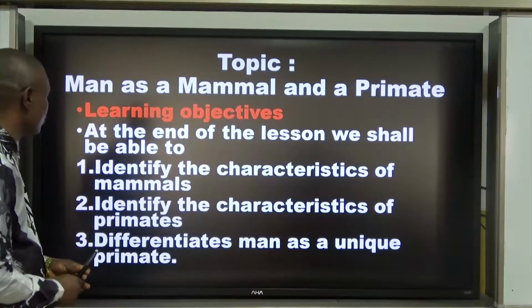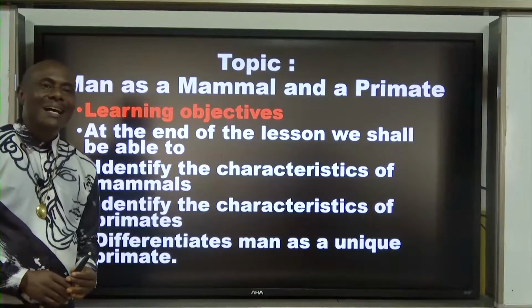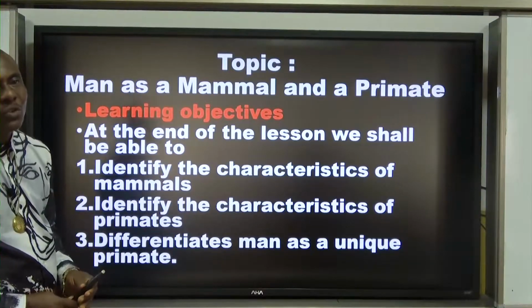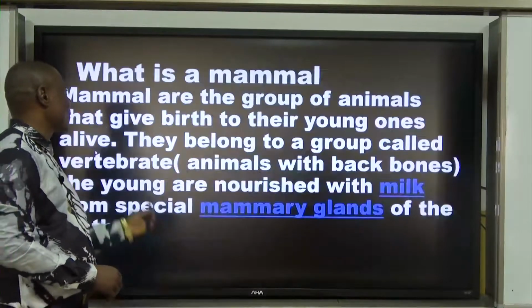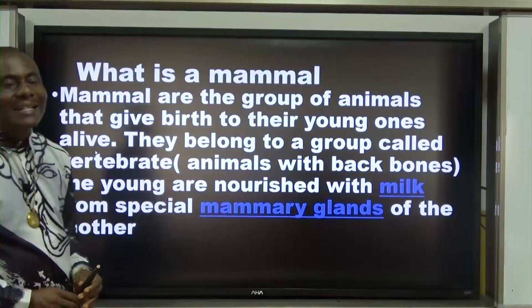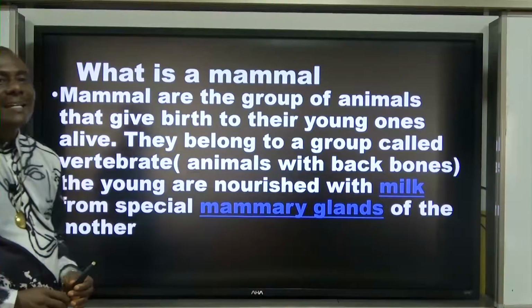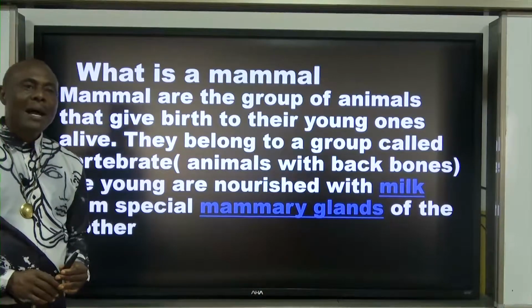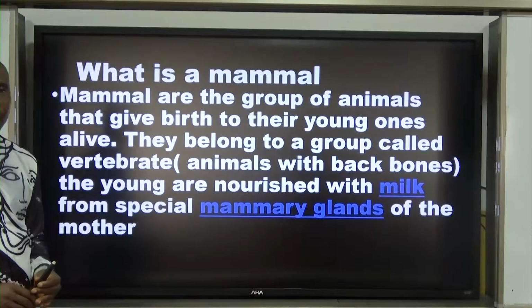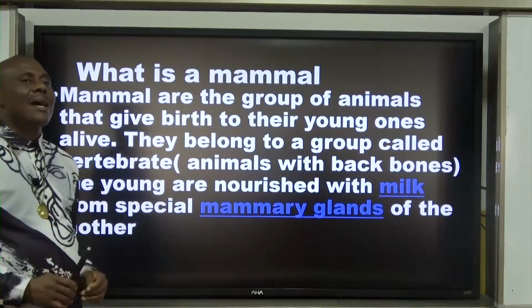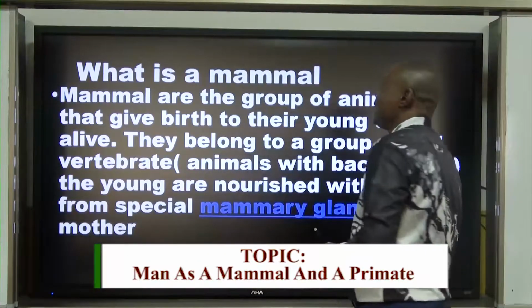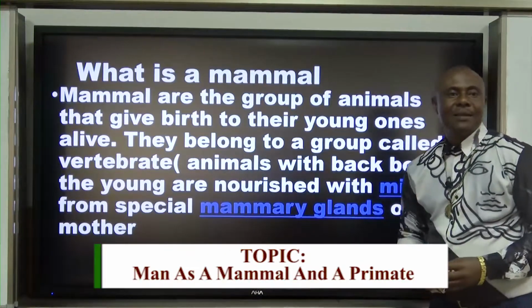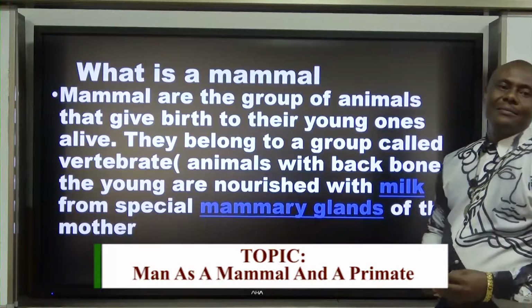You shall also be able to differentiate man as a unique primate. What are those qualities that make man a unique primate? We shall take them one at a time. Remember, we said man as a mammal, and man as a primate. First, we shall look at man as a mammal. What is a mammal?